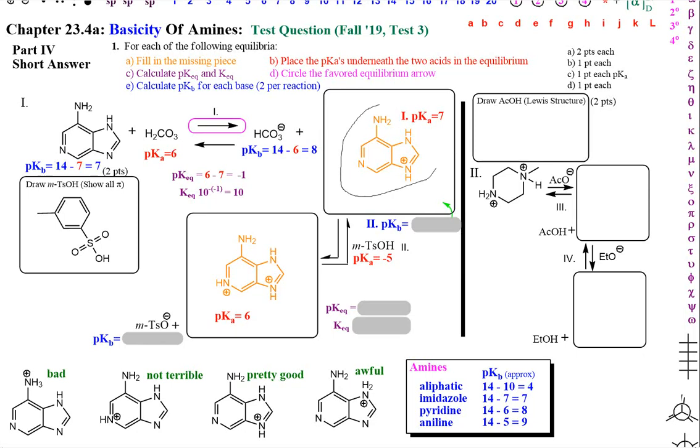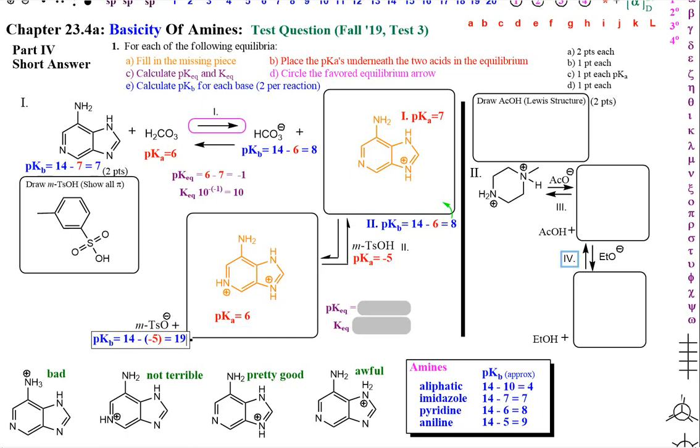Keep in mind, in part 1 this was an acid, but in part 2 it's acting like a base. So the pKb of this is 14 minus the pKa of its conjugate here: 14 minus 6, 8. The pKb of the metatoluene sulfonate ion is 14 minus the pKa of metatoluene sulfonic acid, -5. That's some interesting math there. 14 minus -5 is 19.